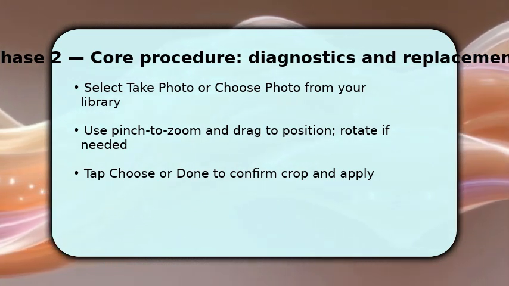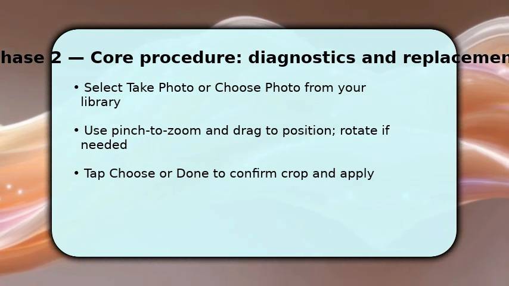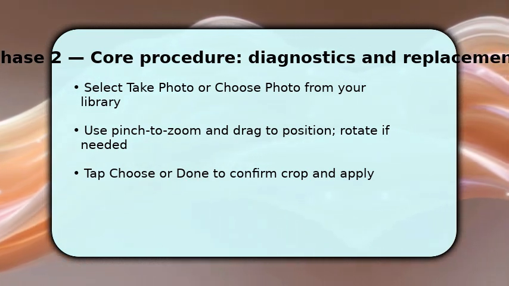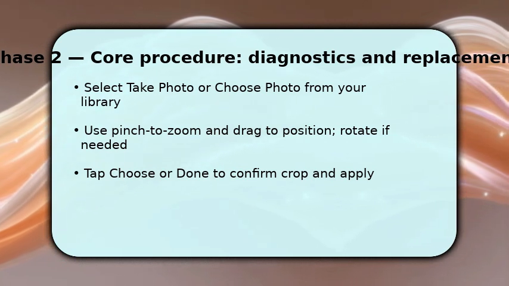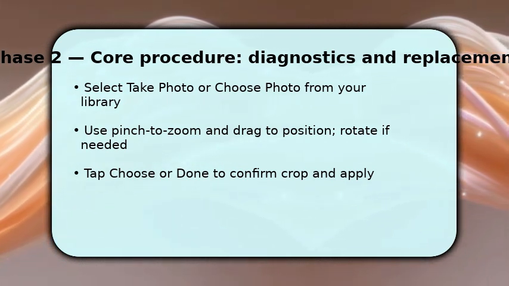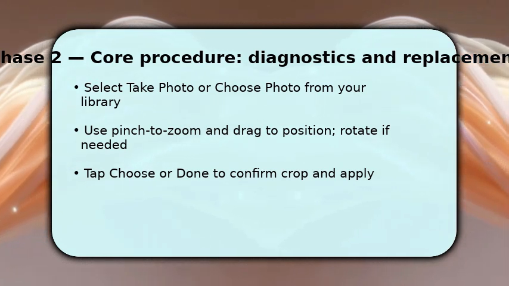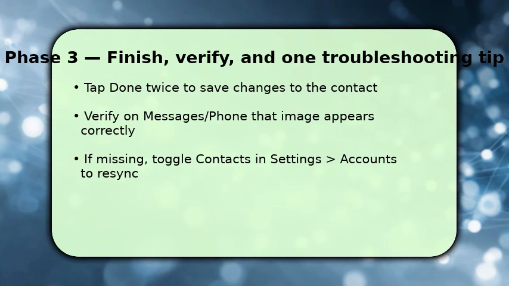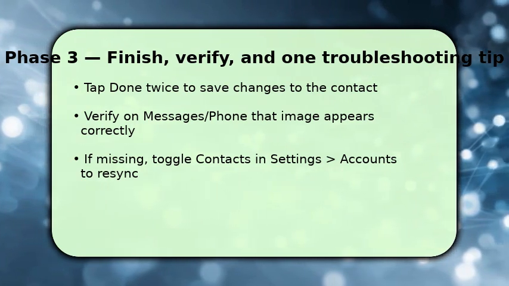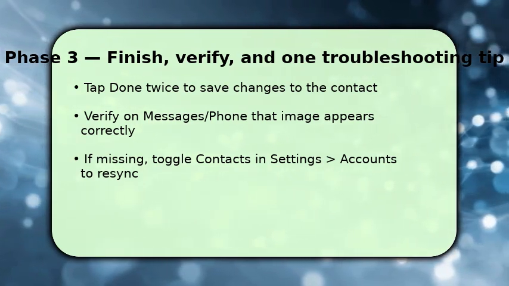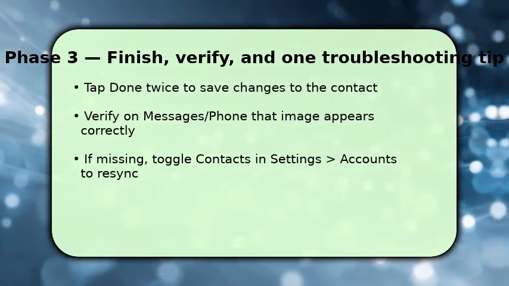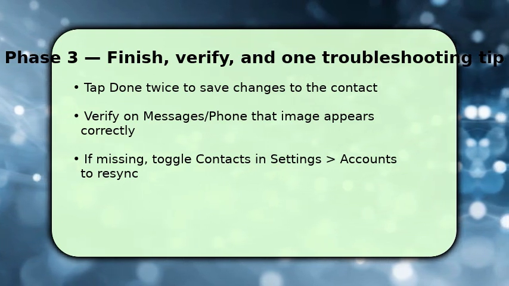Rotate only if necessary. Subtle adjustments make the avatar look professional. When satisfied, tap Choose or Done to confirm the crop. Make sure the thumbnail shows correctly. This saves the edit. You finish by tapping Done until the edit screen closes, because 2 confirmations ensure the change is saved. Then check the contact in Phone or Messages to confirm the picture displays during calls and texts.